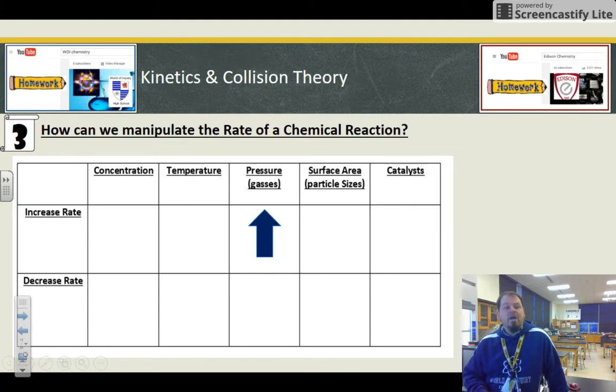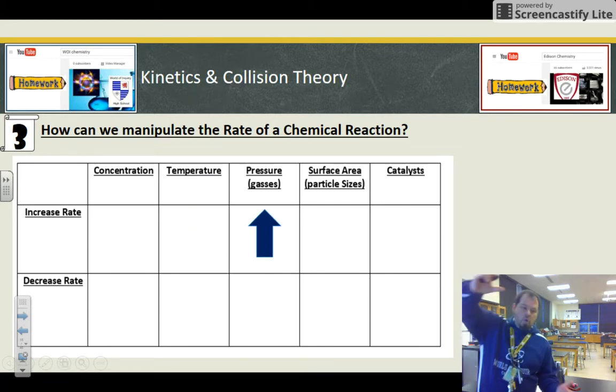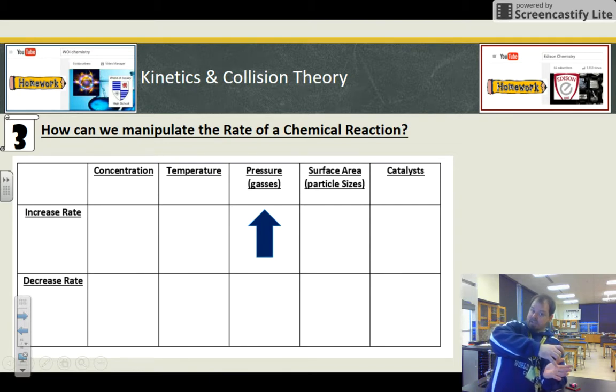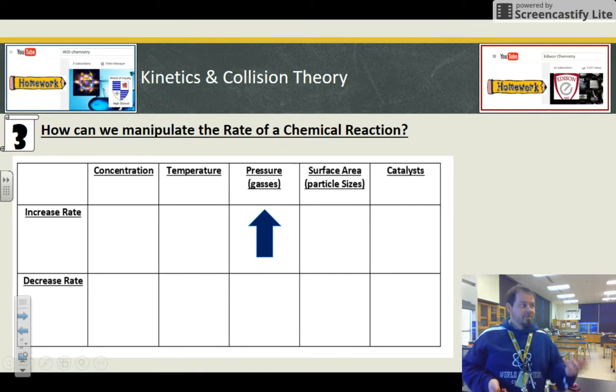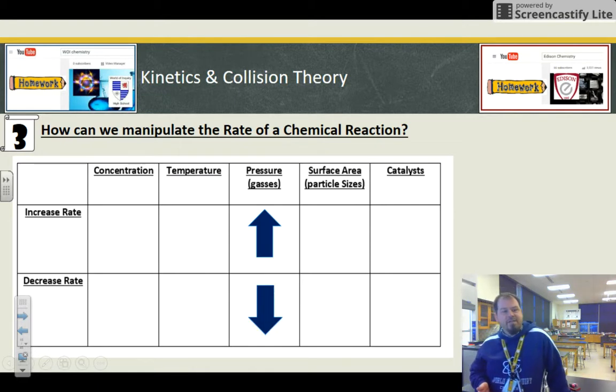Okay, good. Pressure, and then notice it says only for gases. So if I increase the pressure, decreasing the space in between them, they're more likely to collide. So the probability of collisions goes up, the reaction rate goes up. Opposite is true. If I decrease the pressure on specifically gases, I will decrease the reaction rate.